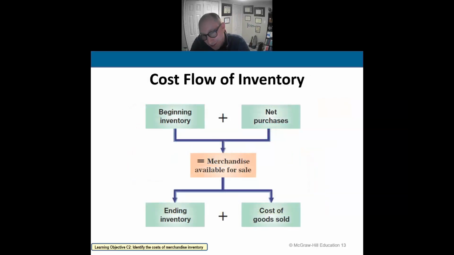So as we sell inventory, we need to know how much inventory we have available for sale. And yes, this is the same as the last chapter for this part. We take our beginning inventory plus any purchases equals our merchandise available for sale for that month, which comes from our ending inventory plus cost of goods sold. It's the same.